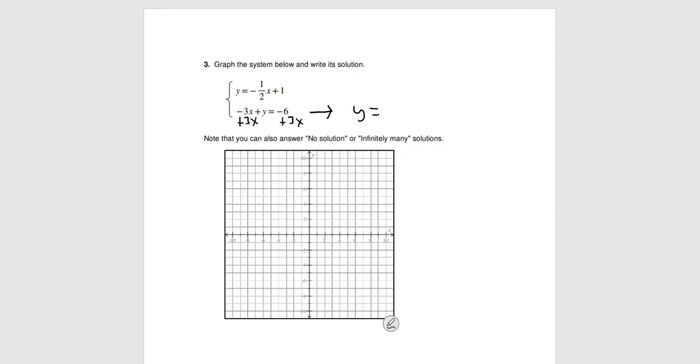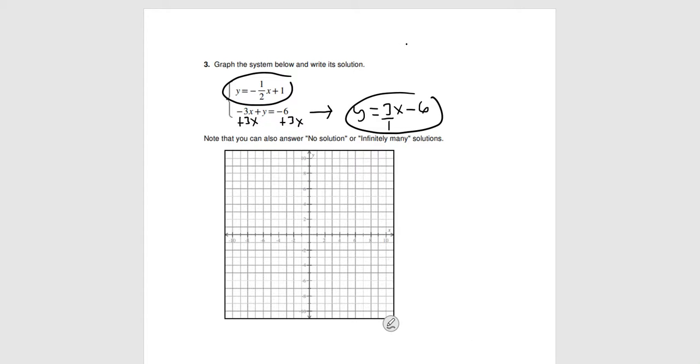So we get y equals 3 times x minus 6. And then the slope of the second line would be 3 over 1. So we're going to graph this line and this line on the same coordinate plane. Because they have different slopes, we know that these two lines are going to cross at one point.